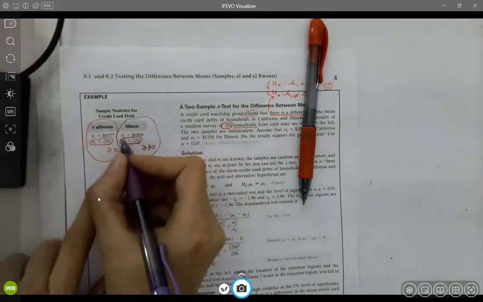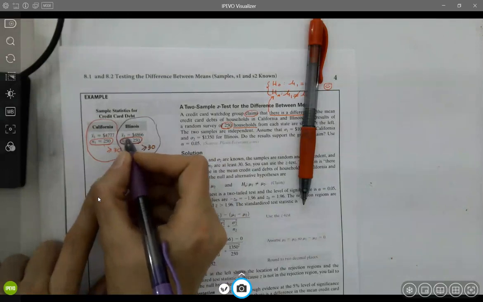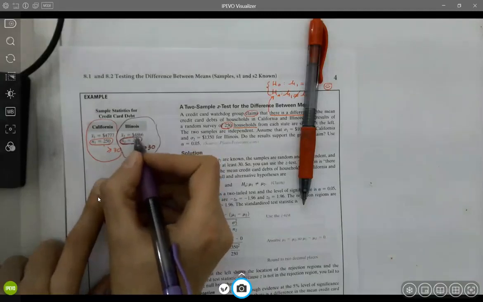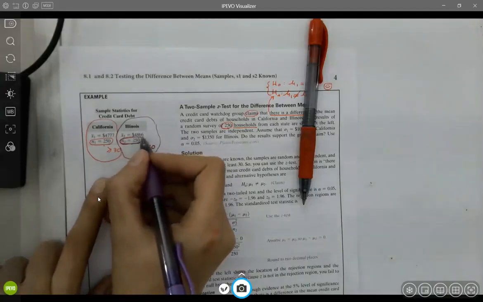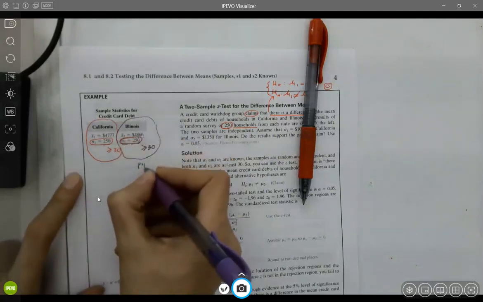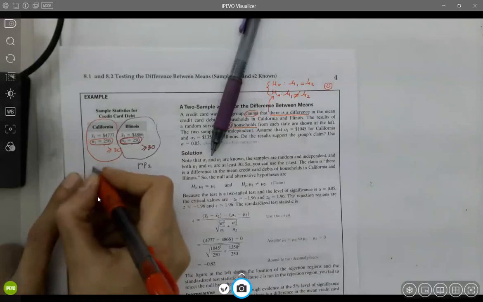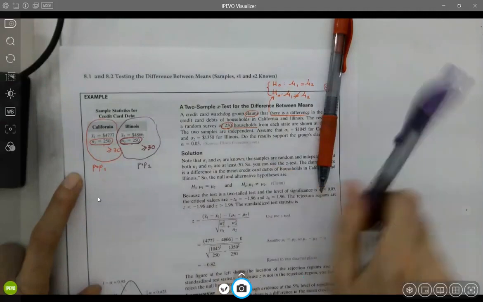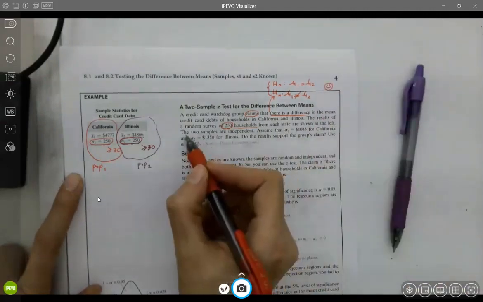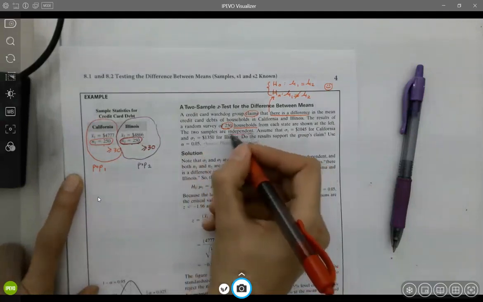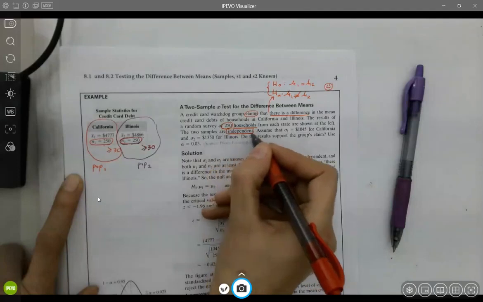The mean credit card debt of households in Illinois is $4,866. These are the important information that are given to us. Two populations. So this is population number 2, and this is population number 1. Well, what else is given to us? The two samples are independent from each other. Okay, they are independent from each other.